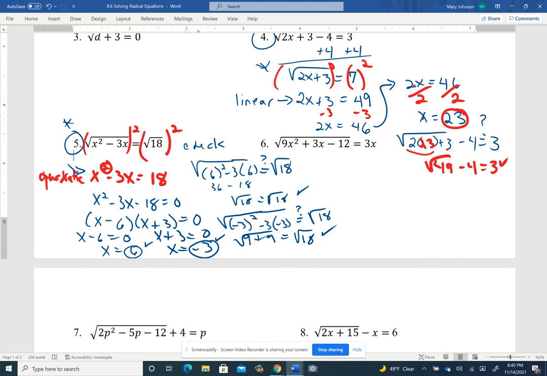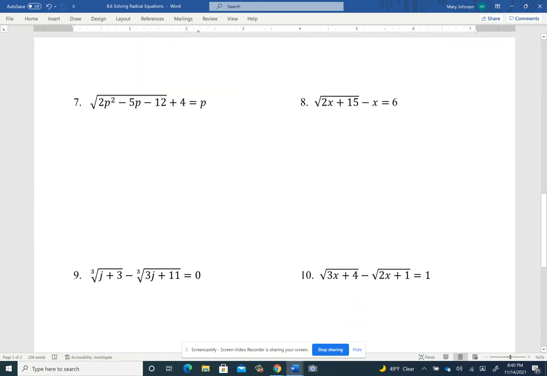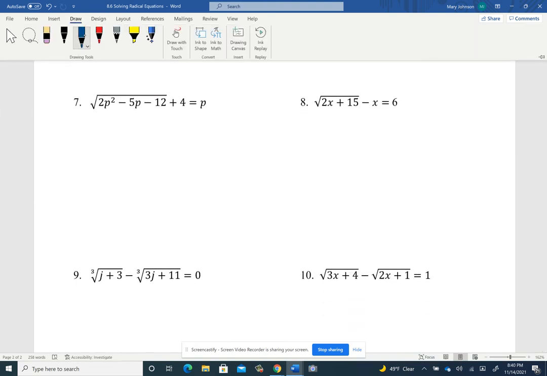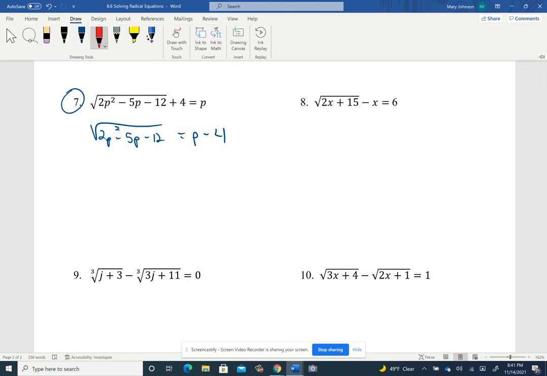All right. Now, when we get to a problem like number 7 or number 8, I'm definitely going to have done number 8 in class. Let me try 7 here. Let's look at 7. So if we do number 7 here, I've got a plus 4 on that side where the radical is. So I'm going to subtract 4 from both sides first. Okay, this problem and number 8 both have an issue people tend to mess up on.